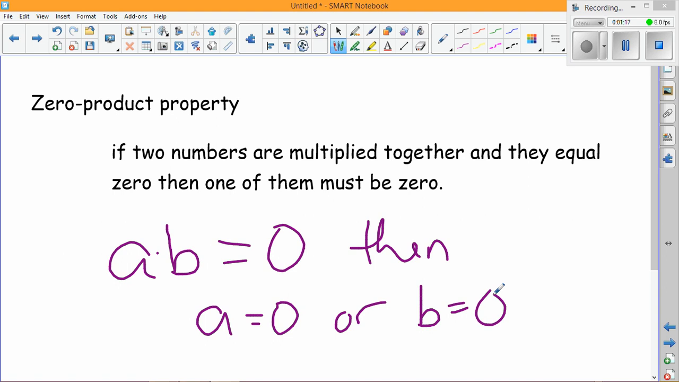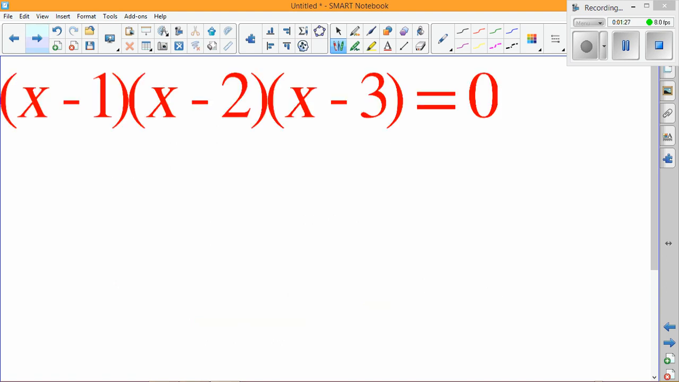So since we've learned what ands and ors mean in the context of solving equations, now we can solve some of the equations that we couldn't solve before. So let's look at this. I have a quantity, x minus 1. Now that's a factor. A factor is any number being multiplied. An x minus 2 quantity, that is another factor. And the quantity x minus 3, another factor. And they're all multiplied together to equal 0.